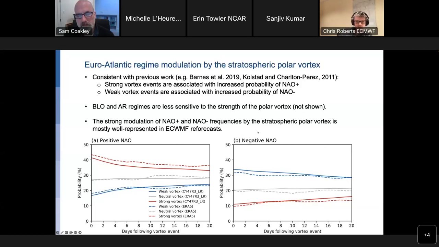And what I would say here is generally this modulation by the vortex state seems to be quite well represented in our reforecasts. If we have a problem in this stratospheric connection, which I'll show in a minute, I think it's more related to the response of the polar vortex to the MJO than it is to this downward relationship between the polar vortex and the North Atlantic regimes.